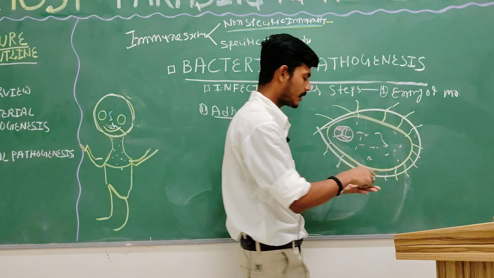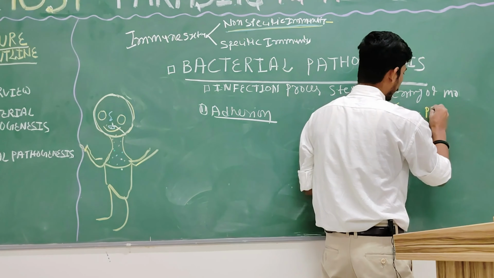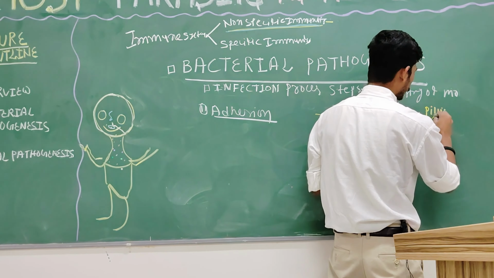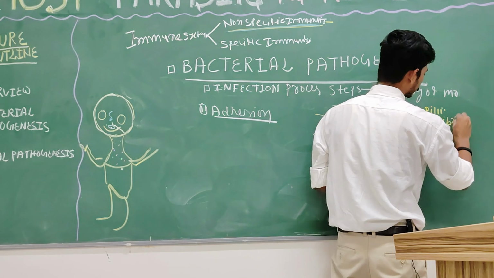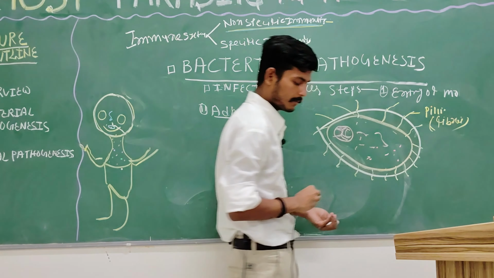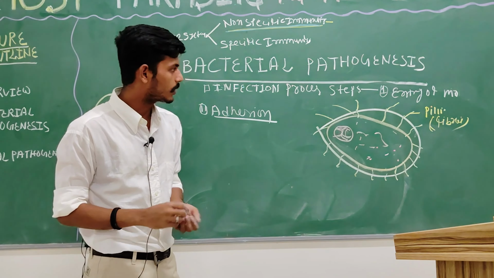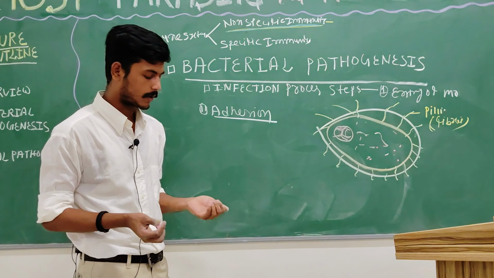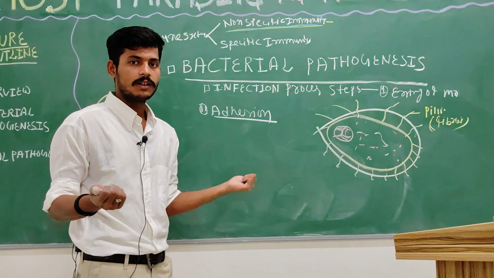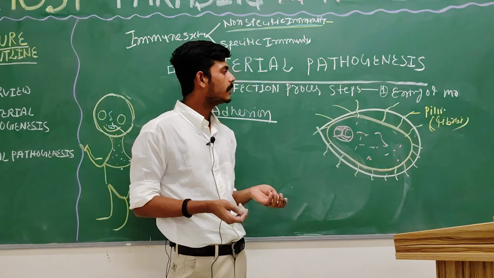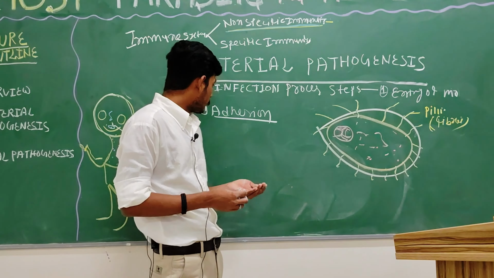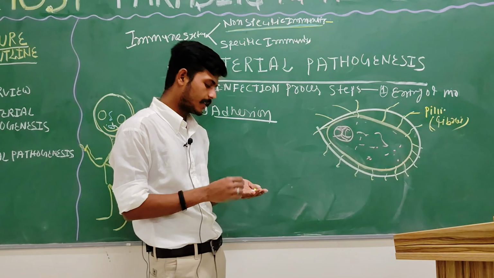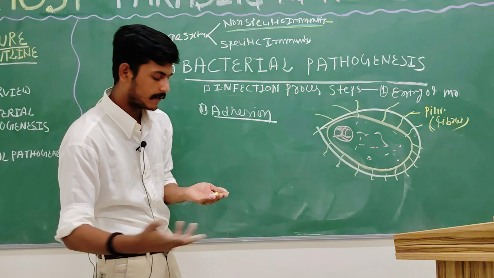These appendages, we are talking about them as pili. Also sometimes interchangeably used as fimbriae. So not all bacteria have these appendages, the pili and the fimbriae. Certain bacteria don't possess fimbriae and pili. So it means the mode of adhesion is of different types.